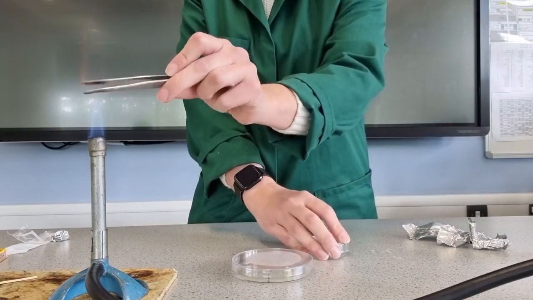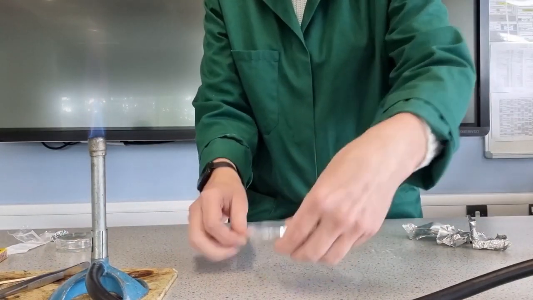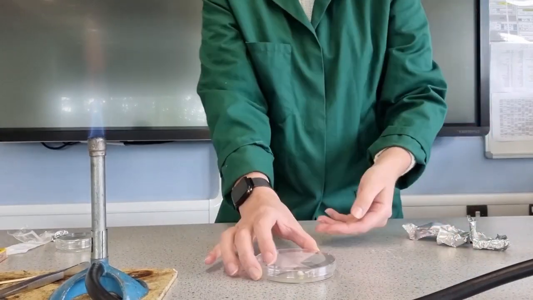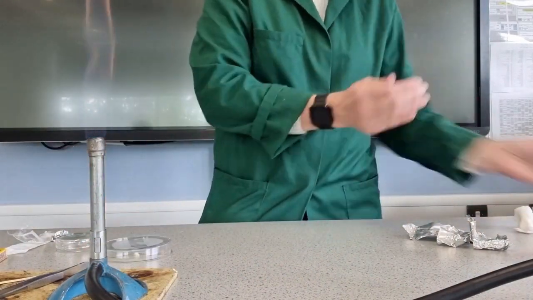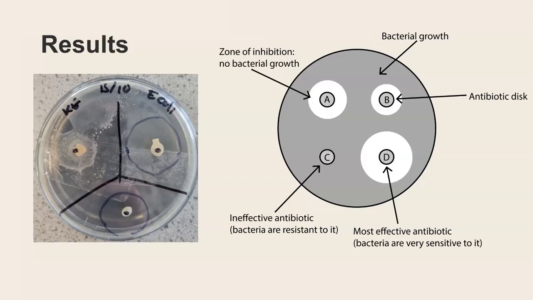Sterilize again, just in case you've got any E. coli on. And then we're putting tape just on two sides so oxygen can still get in for the bacteria, and then aseptic technique at the end. So let's have a look at the results then.